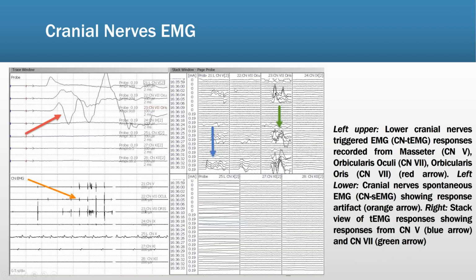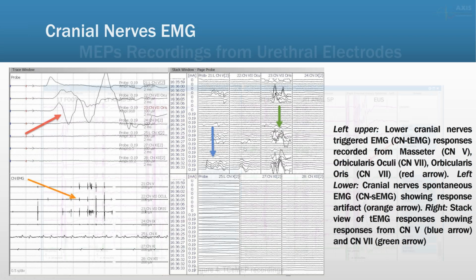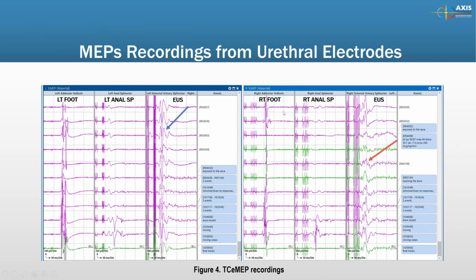So for cranial nerve EMG again, it's always good to have a stack looking at the same time. When you're monitoring trigger EMG, you should have spontaneous and trigger EMG and stack at the same time, because it will store that and you can look back very quickly. Another application of the EMG is using the urethral electrode, which we already mentioned.